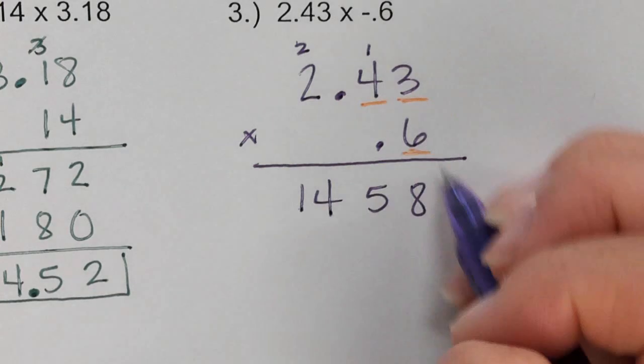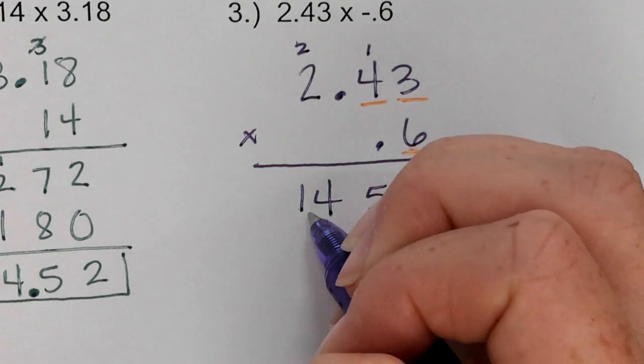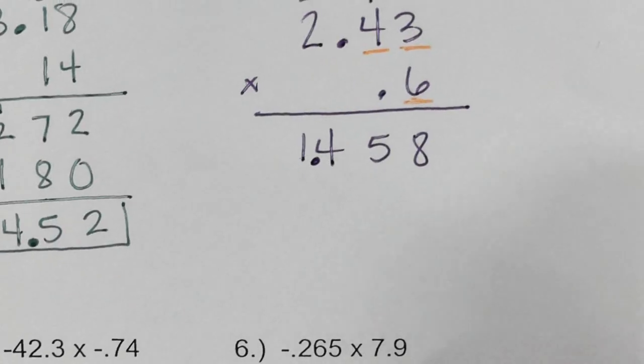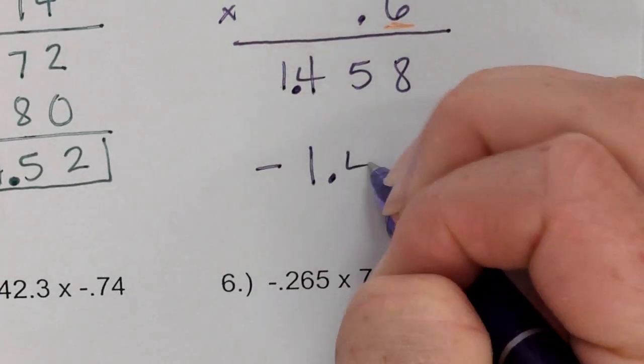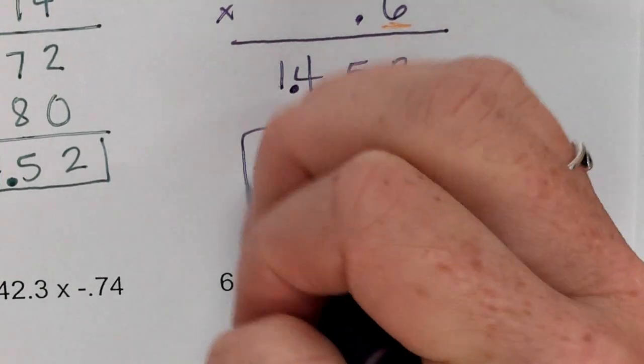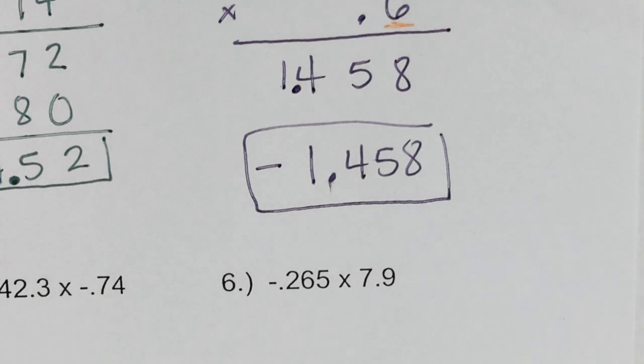Okay, so I'm going to go here. 1, 2, 3. So my answer is positive or negative? Negative. 1.458. Do you have any questions?